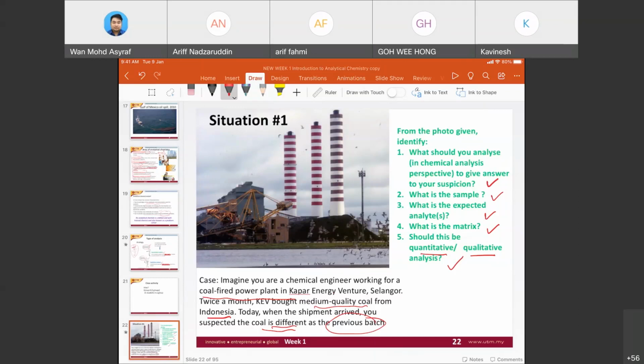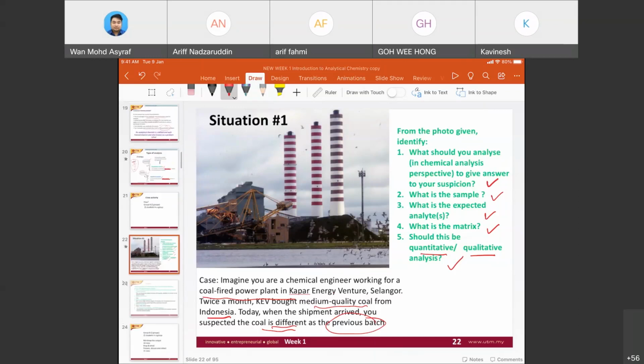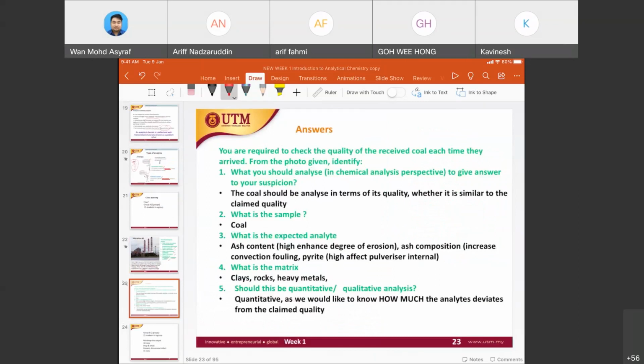Right, let's see. So, the answers here. So, what should you analyze? The coal should be analyzed in terms of quality, whether it is similar to the claimed quality. Okay? And then what is the sample? Sample itu adalah coal. What is the expected analyte? Ash content. High enhanced degree of erosion, the ash composition, the convection fouling, the pyrite. I think all benda-benda ni, I'm sure that you guys lagi faham lah daripada saya. Because you guys are in chemical engineering. What is the matrix? Okay, dalam coal tu ada clays, ada rock, ada heavy metals.